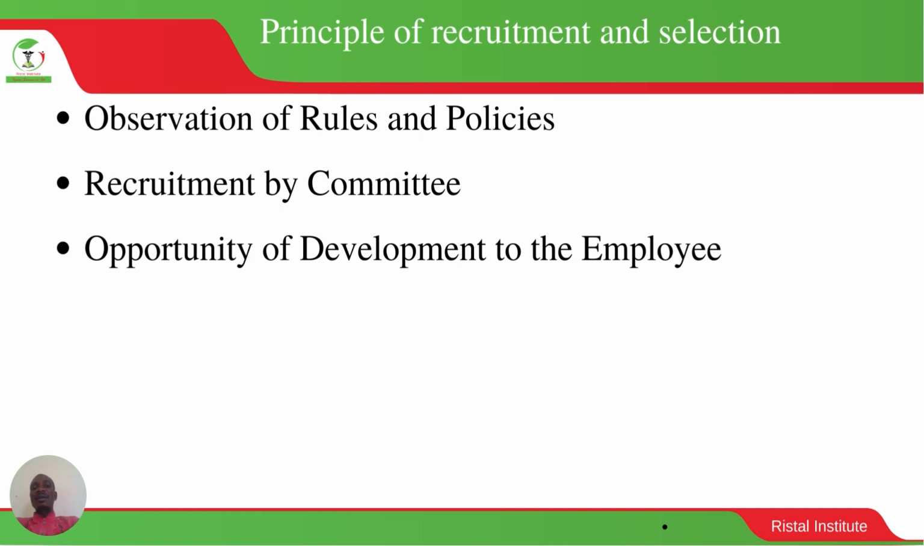Now, lastly, let us look at the principles of recruitment and selection. Principle number one, observation of rules and policies. Every organization has rules or policies concerning recruitment. So, as a human resource manager, you need to follow those procedures. Don't do things outside the procedures. The rules and the procedures are like the constitution of that particular organization in relation to recruitment.